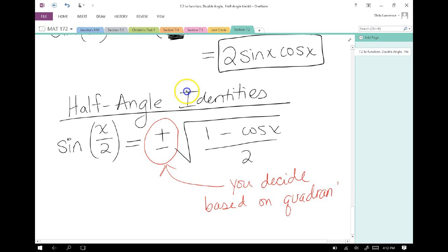So if you're actually using this formula to do a calculation, don't put plus minus in front. You've actually got to decide if it's going to be positive or if it's going to be negative. And that's true for all of these half angle identities. They all have a plus minus in front. And you've got to decide if it's one or the other.